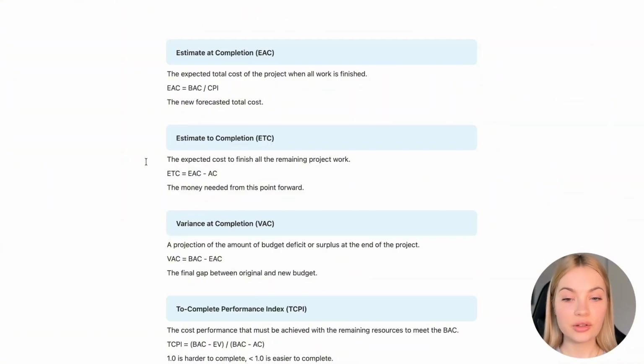Then, to complete performance index. It's the cost performance that must be achieved with the remaining resources to meet the budget at completion. To complete performance index equals budget at completion minus earned value, divided by budget at completion minus actual cost. Greater than 1 is harder to complete, less than 1 is easier to complete.